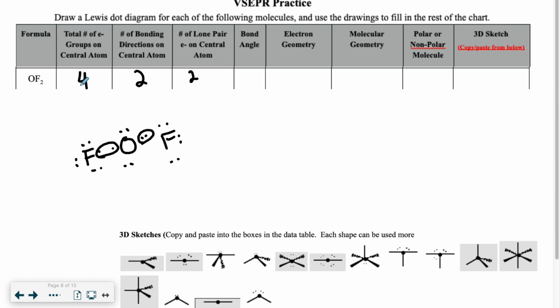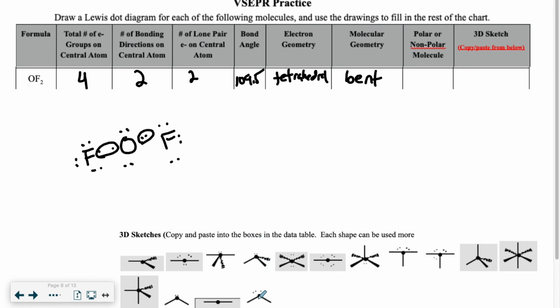So if I go into the family of 4, that means that this is going to be a tetrahedral for the electron geometry. The molecular geometry is going to be bent. Bond angle of approximately 109.5 degrees. Again, because of the lone pairs that are present here, it's actually going to be a little bit less than the 109.5 degrees, but that's fine for an approximation for our data table.